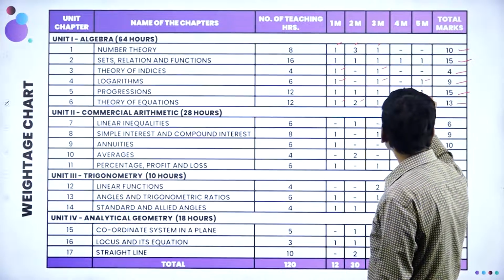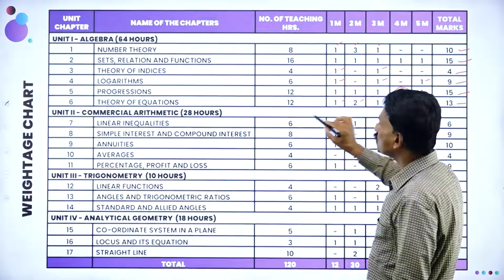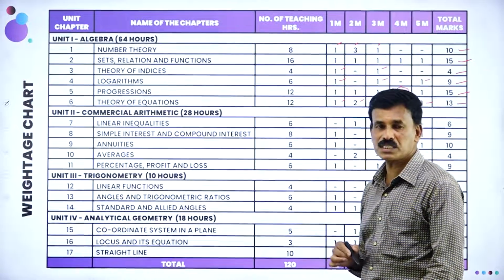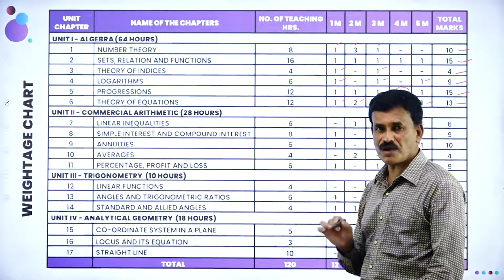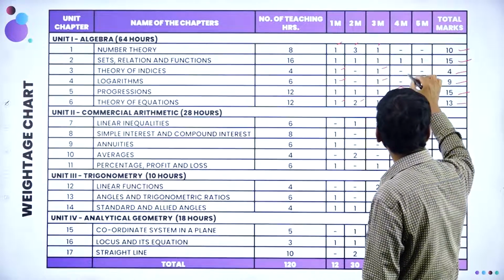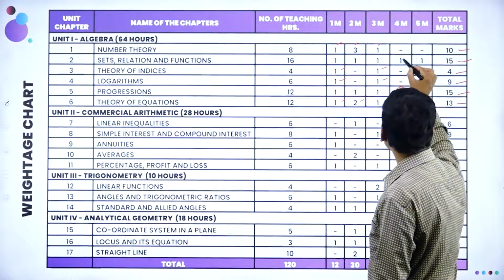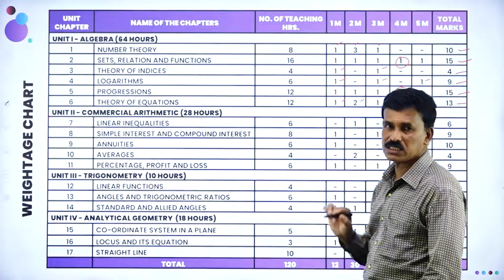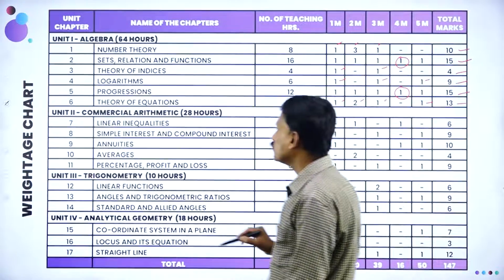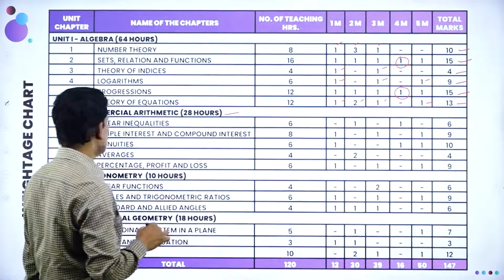So here there is only 1 4 mark question, from progression. So that is for essay type, 6 plus 4. For part E, you will get 1 question from progressions and 1 question from sets, relations and functions. Now coming over to the second unit, that is commercial arithmetic.